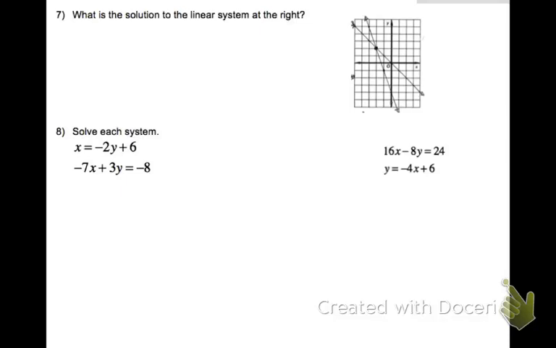Practice for Spiral Exam 3, number 7 and 8. Number 7 asks, what is the solution to the linear system at the right? Remember, a solution to a linear system is the point x, y where the lines cross, if they do.